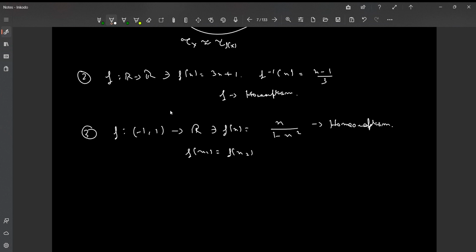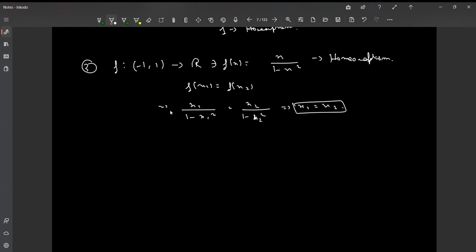It's 1-1, because if you consider f of x1 to be equal to f of x2, then what do you get? So you get x1 by 1 minus x1 squared is equal to x2 by 1 minus x2 squared, right? From here you can obviously come up with the fact that x1 must be equal to x2, right? It's also onto by definition, because every element of the form x by 1 minus x squared in R has an element x in R, such that x can be mapped to x by 1 minus x squared. So it's onto as well.